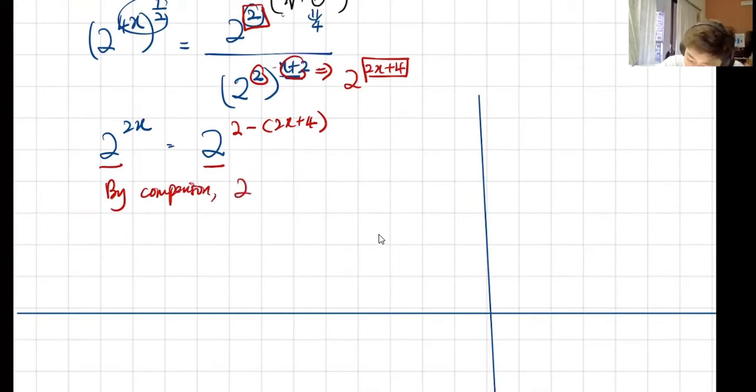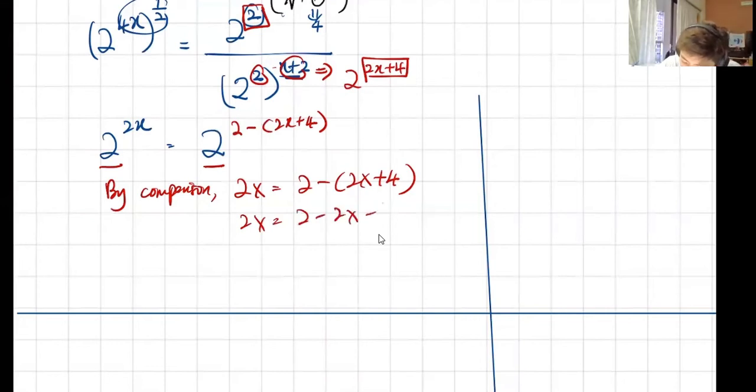you can say that 2x is equals to 2 minus 2x plus 4. Okay. So you solve for x. What you do is 2x is equals to 2 minus 2x minus 4. Okay. So 2x, I plus 2x here to eliminate the 2x, and I plus 2x on the left hand side. So I'll get 4x is equals to 2 minus 4 gives you minus 2.